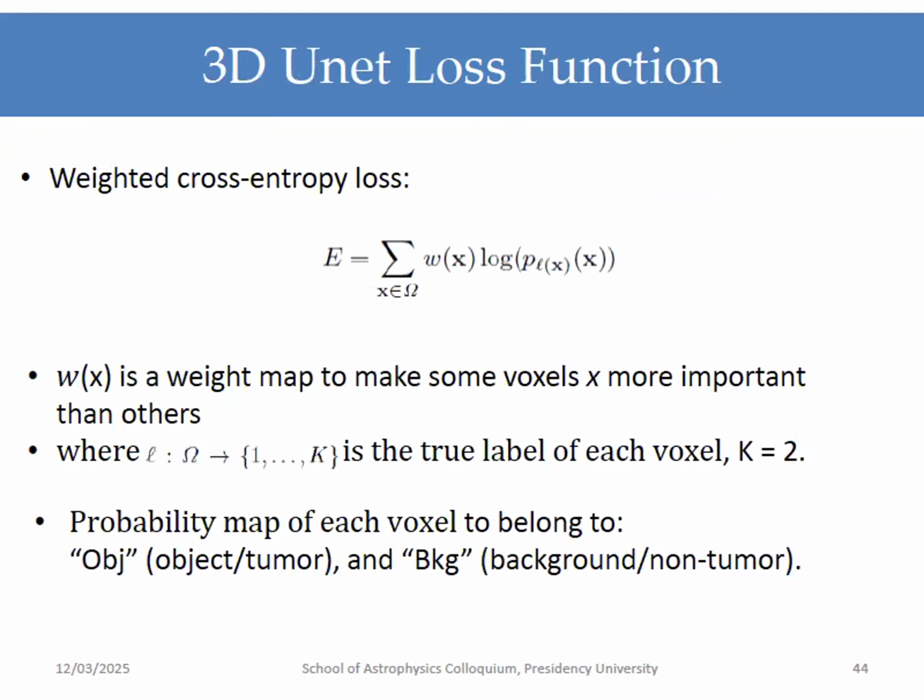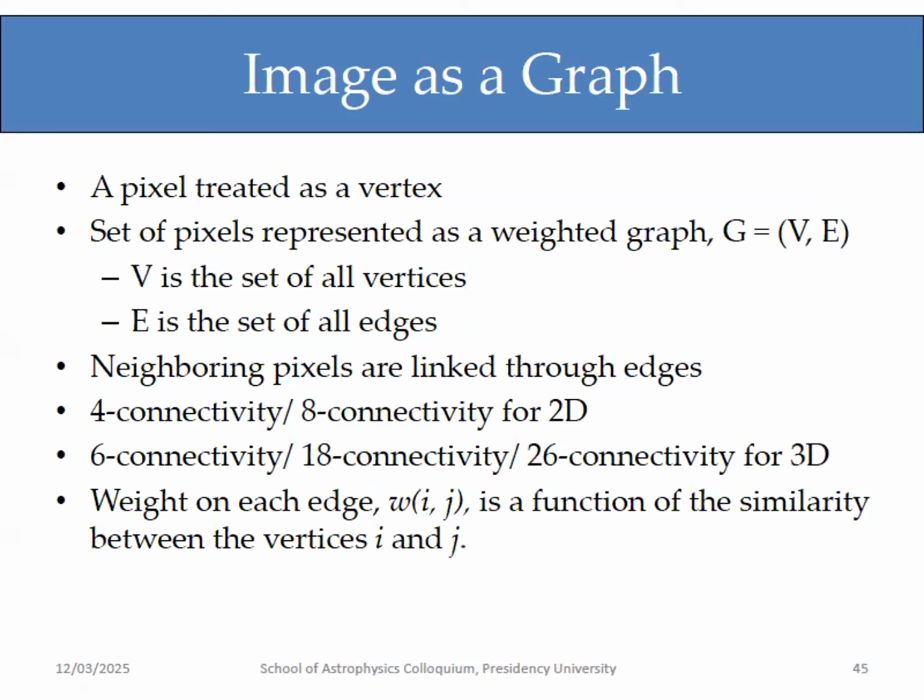When you train your system, you use something known as a weighted cross entropy loss. In this problem we are interested in whether it's a tumor or not, so it would be a binary cross entropy. You actually get as the output the probability map. We say voxel because in an image we say pixel, but when you look at an image volume, you can call it the voxel, the 3D version of the pixel. So you get the probability map of each voxel to belong to an object or to the background. Now you model the image as a graph.